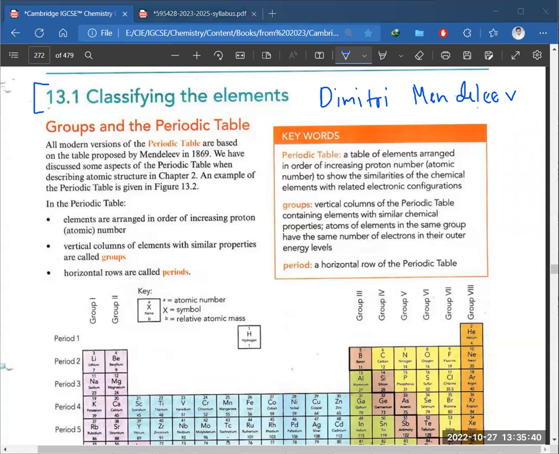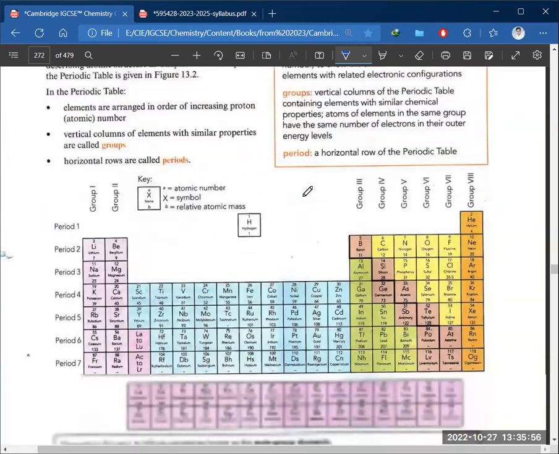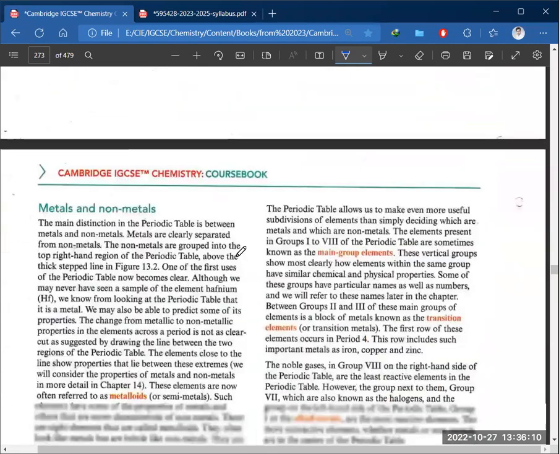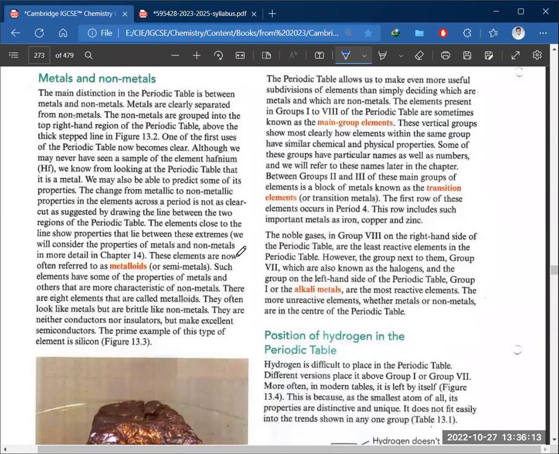In the periodic table, elements are arranged in order of increasing proton number. Vertical columns of elements with similar properties are called groups. Horizontal rows are called periods. Any doubts here? All we need to know is each row is a period and each column is a group. Group 1, 2, 3, 4, 5, 6, 7, 8. In the middle, this block is called the transition metals. Now let's go right.